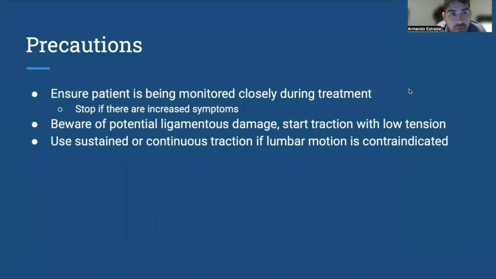Lastly, for precautions, we want to ensure that the patient is being monitored closely during treatment. We want to stop if there are any increased symptoms of pain or discomfort throughout the treatment. We want to be wary of potential ligamentous damage. So we'll start the traction low and progress as needed based on how the patient is feeling. And lastly, we use sustained or continuous traction if lumbar motion is otherwise contraindicated.